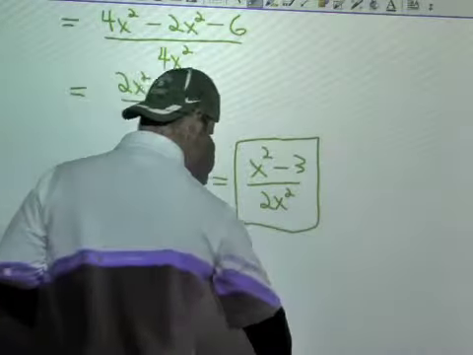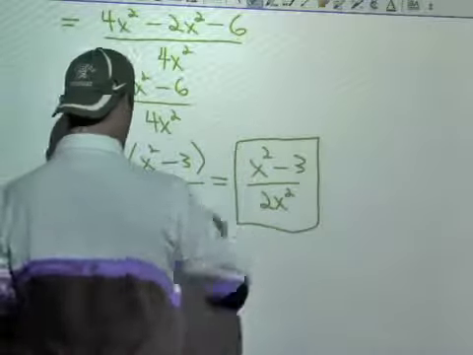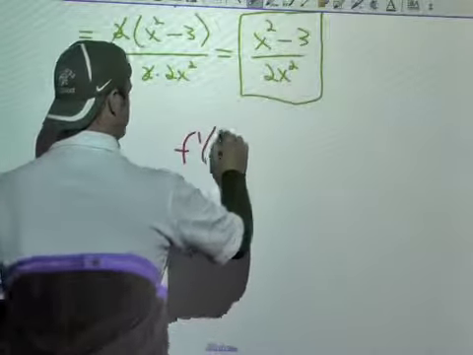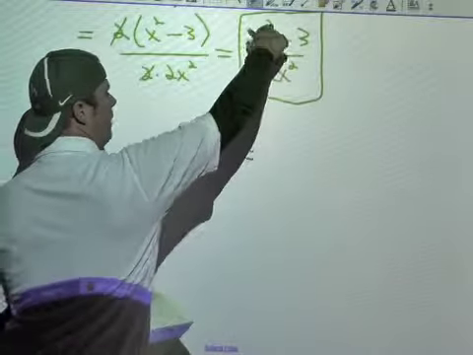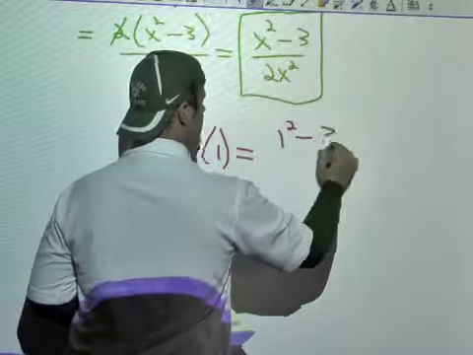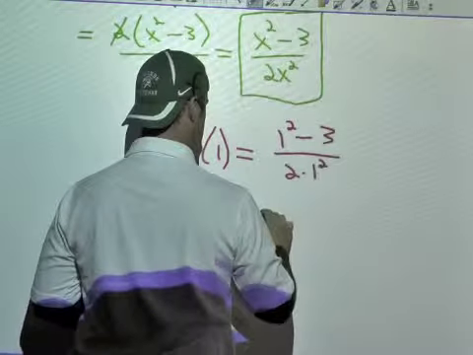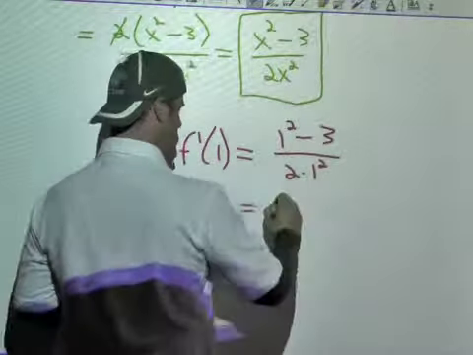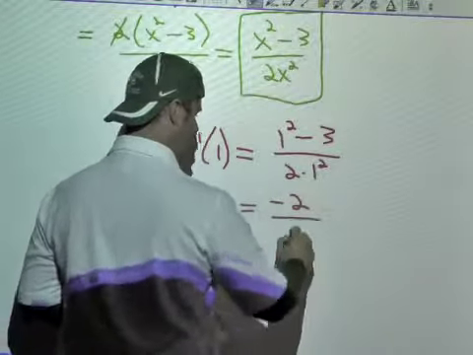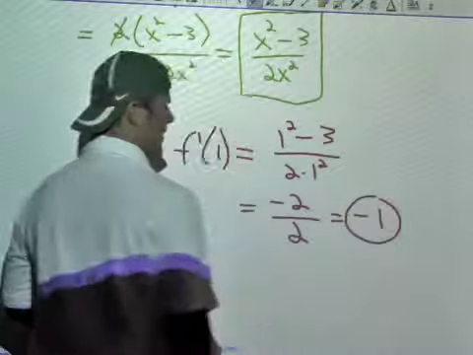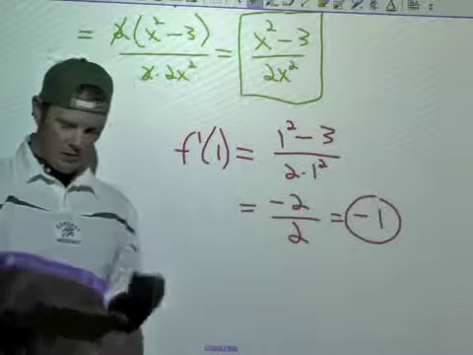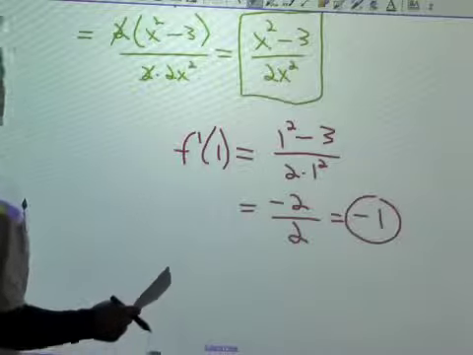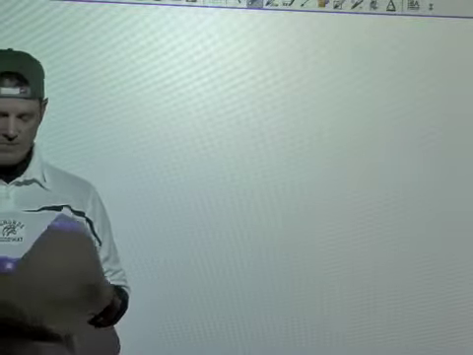F prime of 1, we would just substitute 1 in for the x. So it would be (1 squared minus 3) over 2 times 1 squared. 1 minus 3 is negative 2. 2 times 1 squared is 2. So there would be our slope at that particular point. So that's the quotient rule. Also, you'll be given some applications of derivatives like tangent lines again. So you might be asked to find the equation of a tangent line. And it's just a matter then of using the quotient rule to find the derivative.